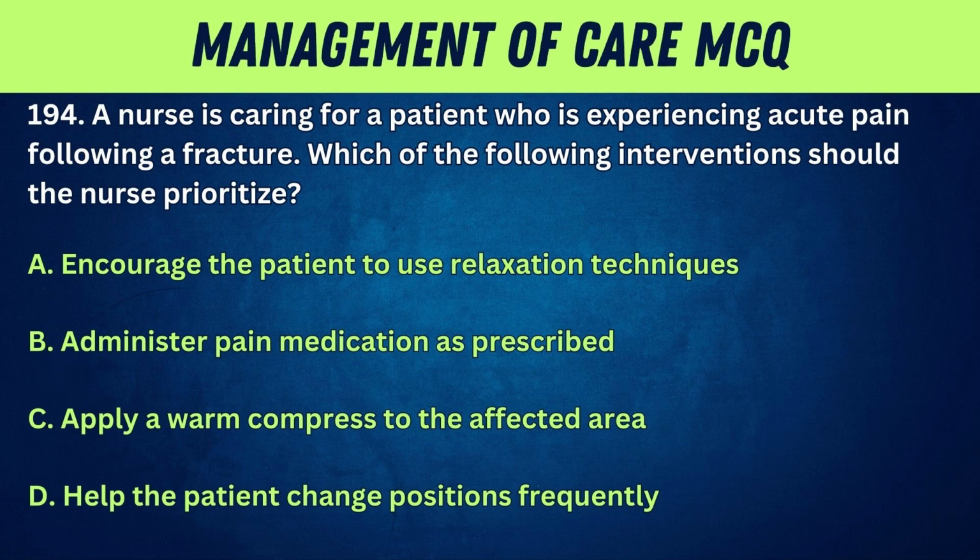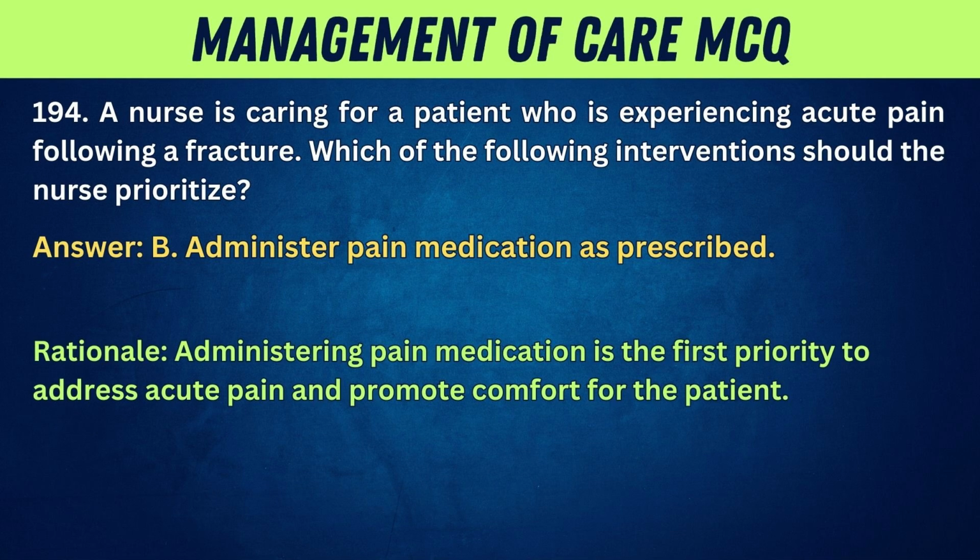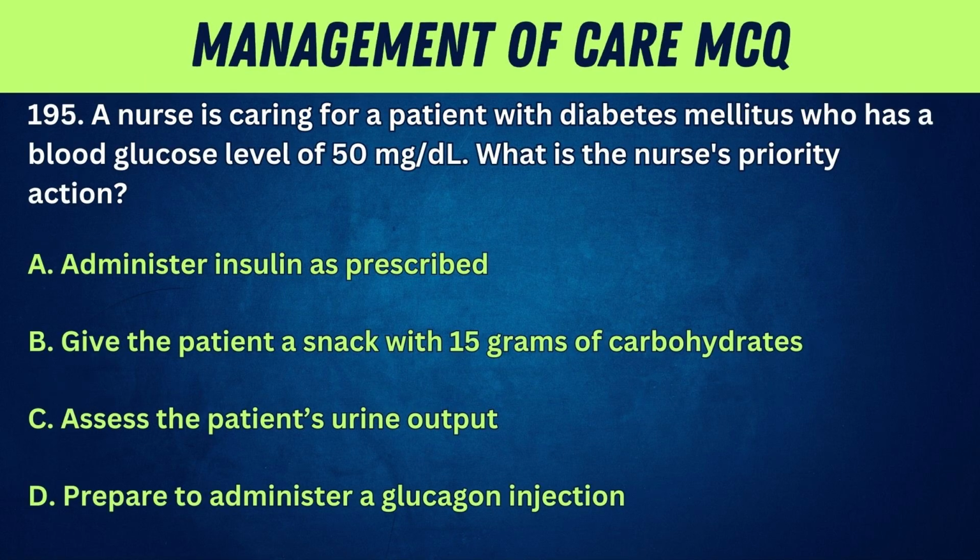Which of the following interventions should the nurse prioritize? A. Encourage the patient to use relaxation techniques. B. Administer pain medication as prescribed. C. Apply a warm compress to the affected area. D. Help the patient change positions frequently. Answer: B. Administer pain medication as prescribed. Rationale: administering pain medication is the first priority to address acute pain and promote comfort for the patient.